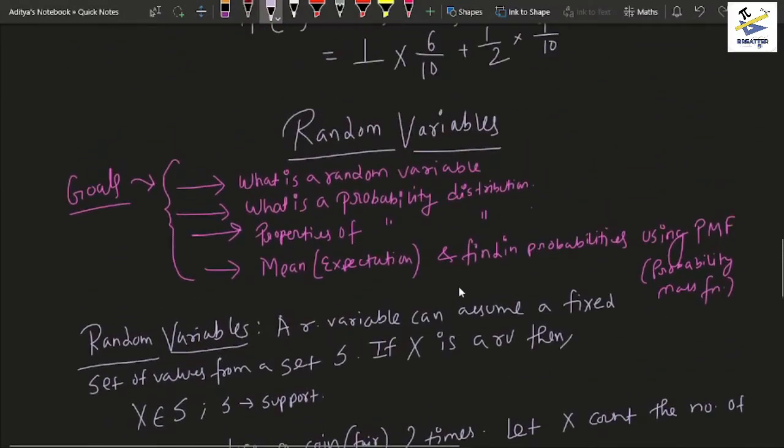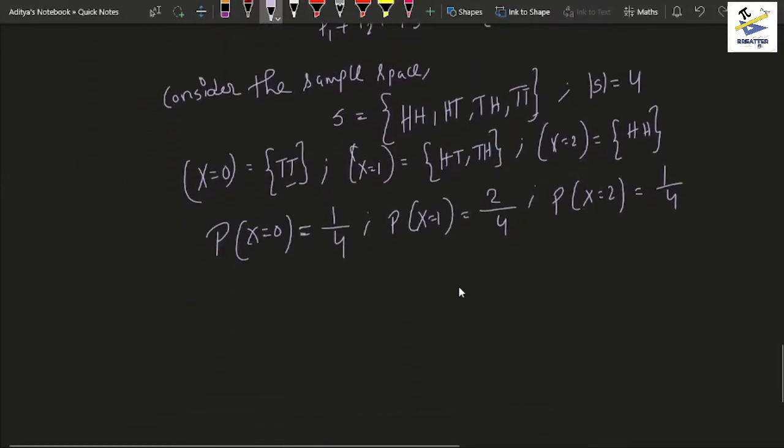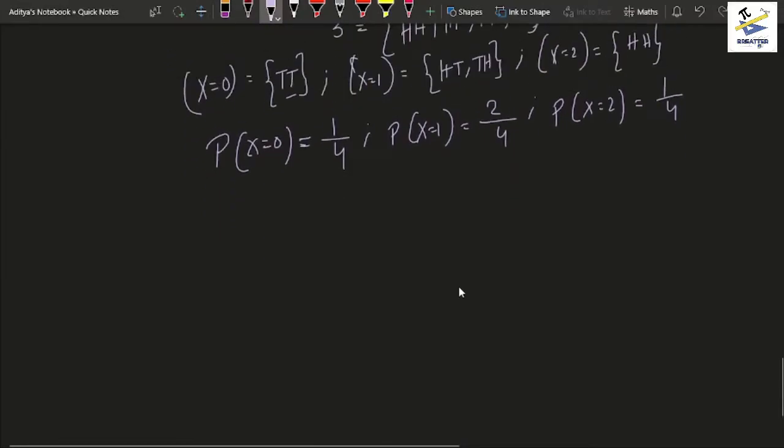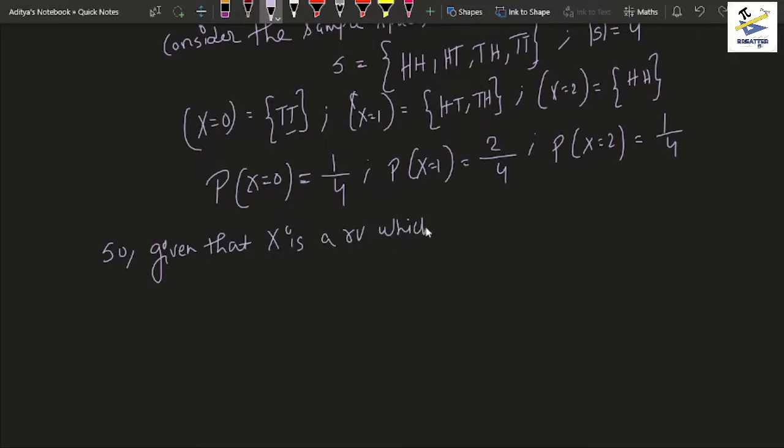Now we have already learnt about this probability distribution and its basic properties, but we would like to really formalize things and get on with a topic where we can actually understand what is going on, right? So let us say, given that x is a random variable which follows the following distribution.